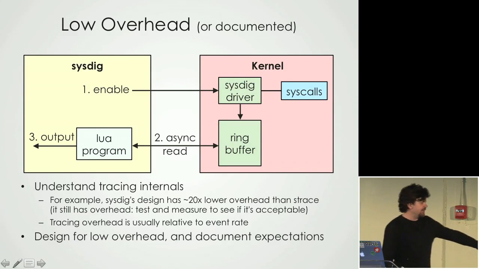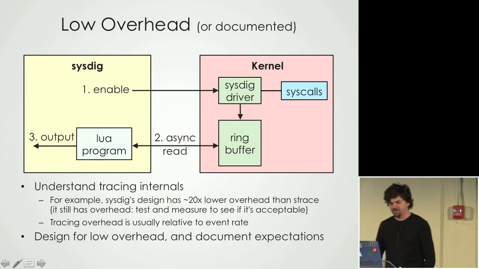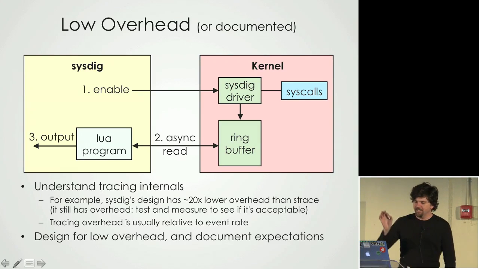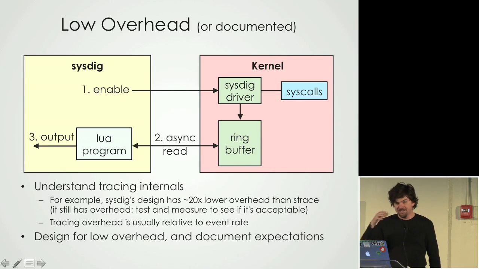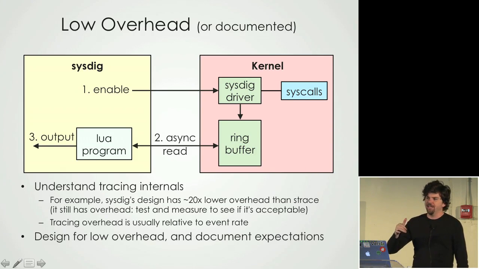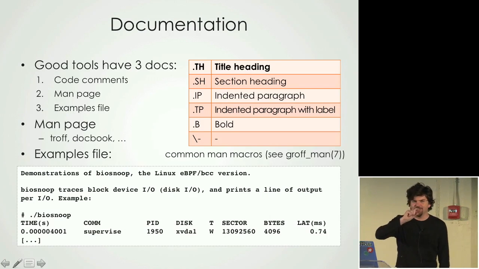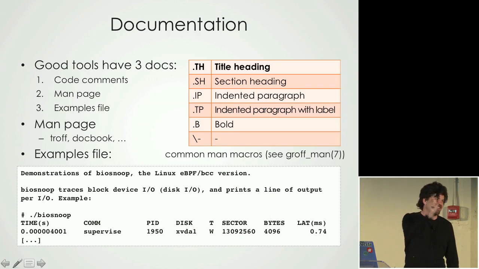I also say design for low overhead and document expectations. A lot of my tools nowadays, I will, in the man page, have a section on overhead, and just state clearly what the overhead should be. You may have a tool that does have a high overhead, so long as you warn people about it, they can operate with that. Like my strace one-liners, which slow the target process, and I say so.